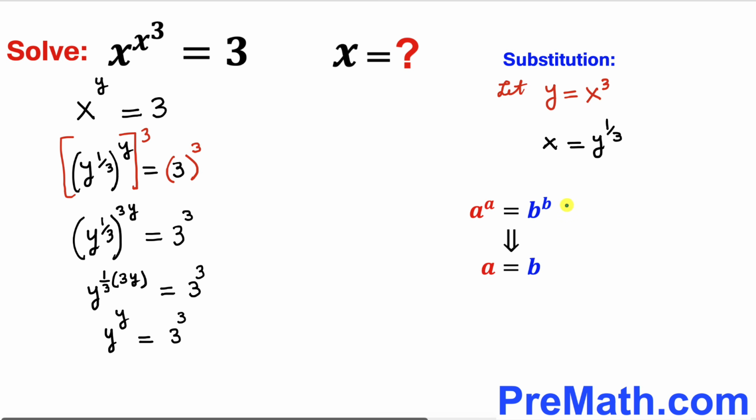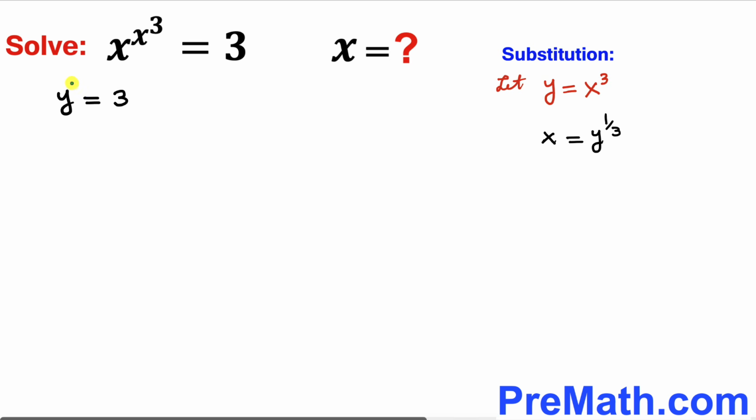Now let's recall this interesting fact. If we have a power a equals b power b, then that means a is going to be equal to b. We are going to apply this rule on this part. So we conclude that our y value has got to be equal to 3, since y power y equals 3 power 3. Thus our y value turns out to be equal to 3.